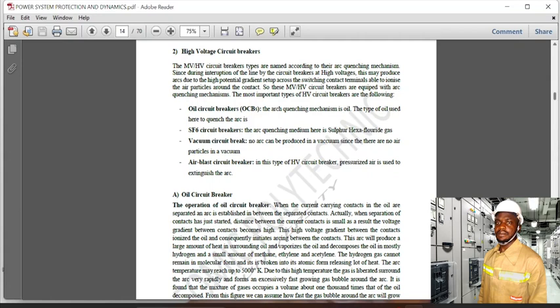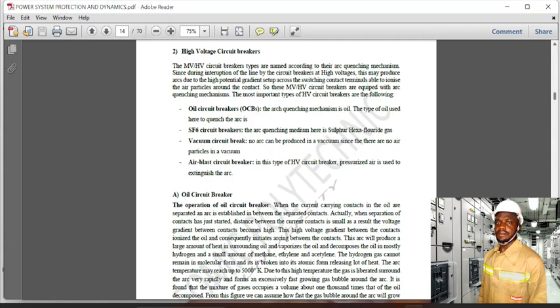So this arc is very detrimental because it might destroy the circuit breaker and also cause what? It might also cause a fire outbreak, or an over voltage, switching over voltage, and so on. So the various high voltage circuit breakers are classified based on the arc quenching mechanism or arc extinguishing mechanism. So we have the oil circuit breaker, we have the SF6. SF6 here is what? Sulfur hexafluoride. So sulfur hexafluoride is a gas that is used to quench that arc, right?